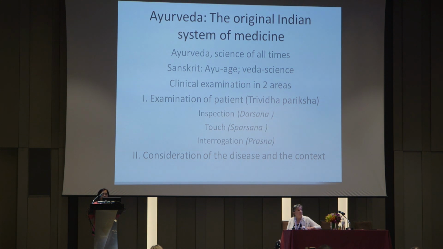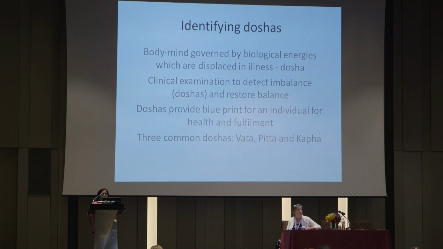What is his body build like? What are his tastes like? What does he like and dislike? So identifying dosha becomes one of the most important things in Ayurveda. It is this dosha that gets displaced, or goes into disequilibrium, in case of illnesses. The dosha provides a blueprint for an individual for health as well as fulfillment.